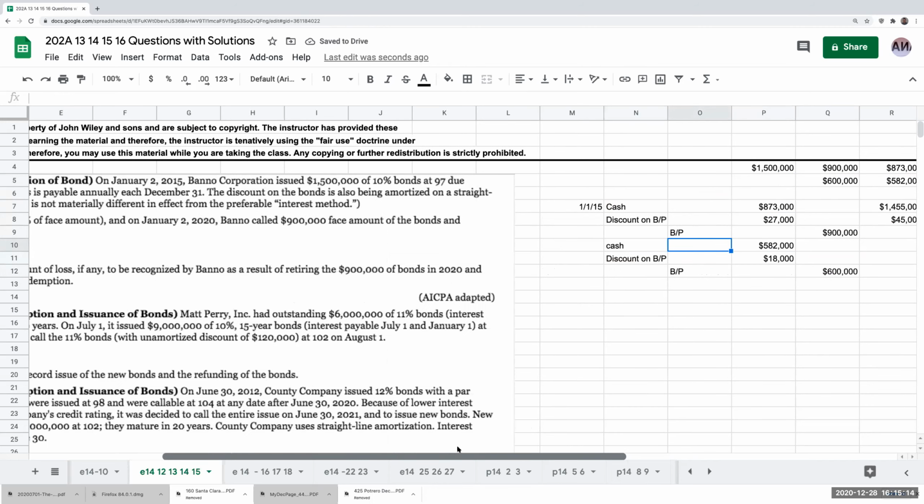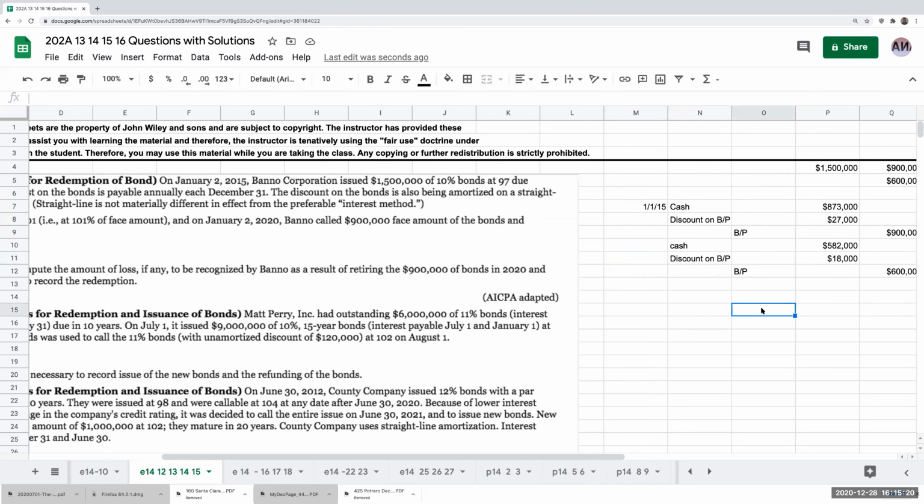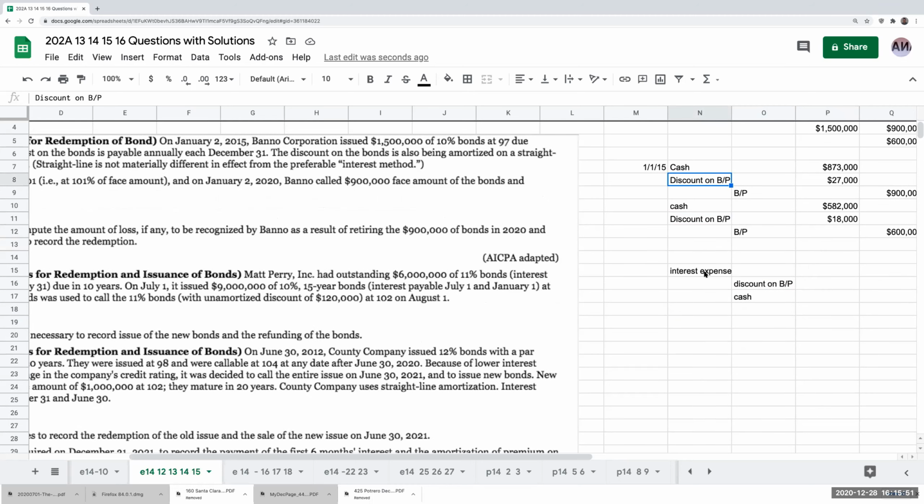So what happens every single year? Well, they're going to pay interest. Whenever I'm making an interest payment, when I have a discount situation, I'm always going to debit interest expense, credit discount on bonds payable, and also credit cash. And remember, we need to get this discount down to 0. So when the bond is fully paid, this is what it's going to look like.